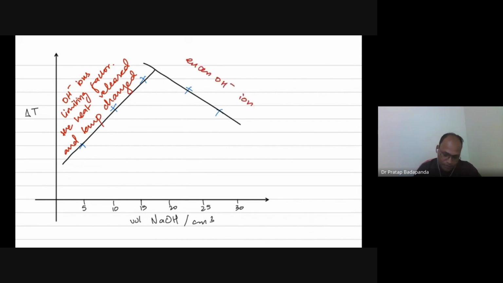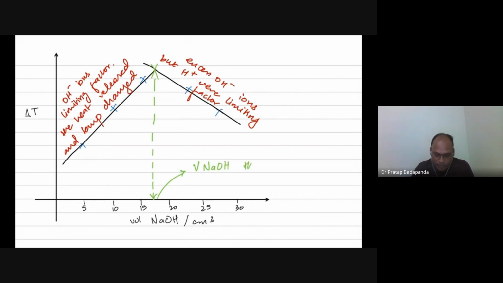But when a lot of alkali was there, the OH⁻ ions were in excess. But the H⁺ ions were the limiting factor. So you can see that in some cases OH⁻ was limiting and in some cases H⁺ was limiting. But when you see the maximum temperature change, the volume of alkali with the maximum temperature change, you can see on this graph, the maximum temperature change was obtained with the volume that produces maximum ΔT.